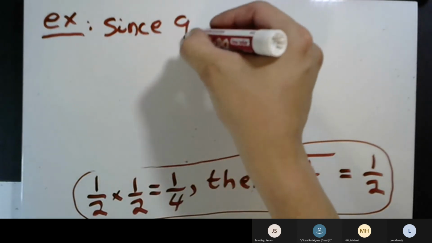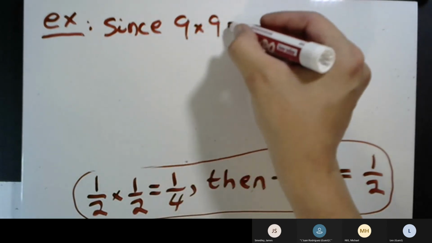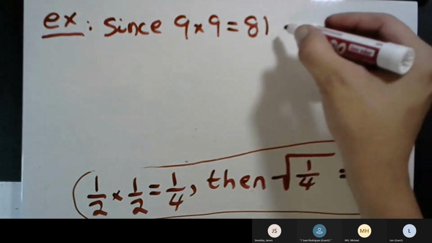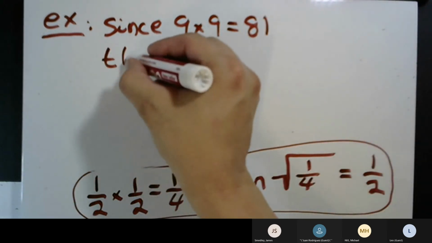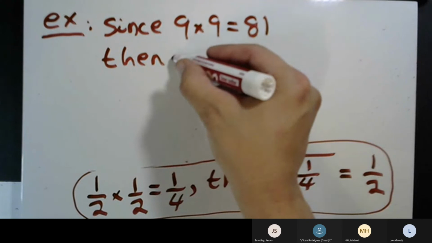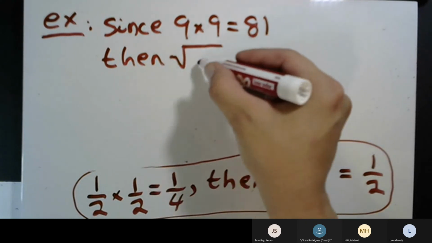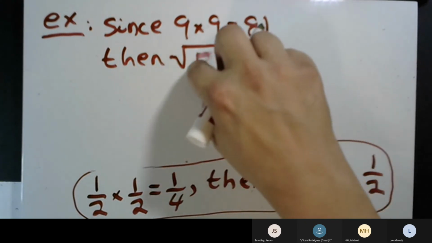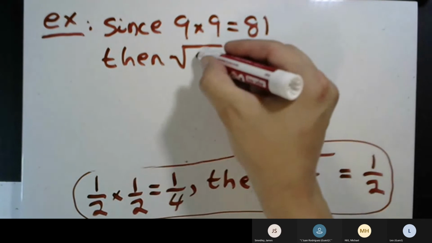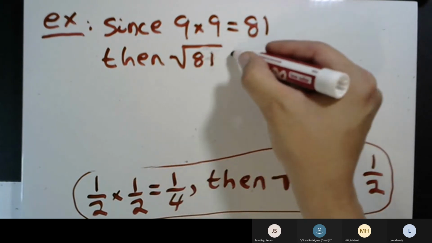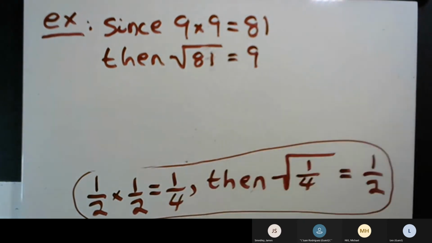So since 9 times 9 is 81, then the square root of 81 is 9.